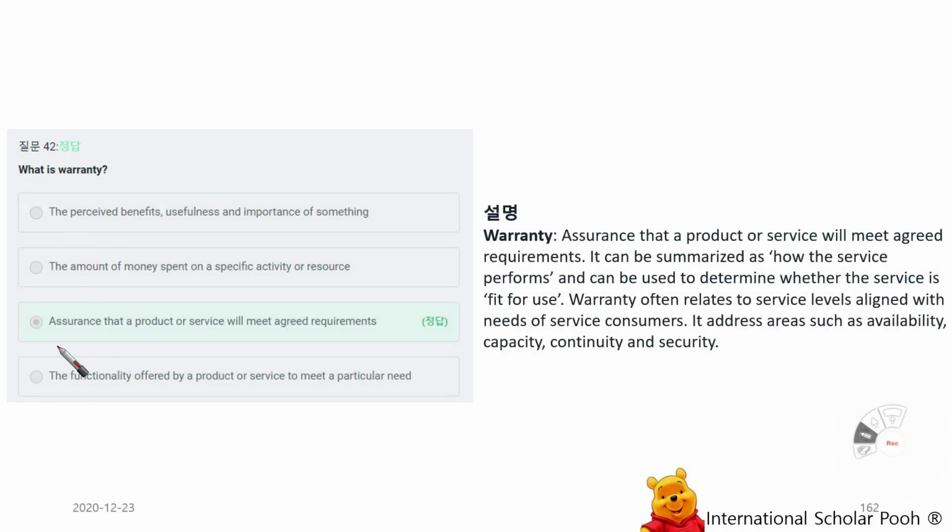What is a warranty? Assurance that a product or service will meet agreed requirements. It can be summarized as how the service performs and can be used to determine whether the service is fit for use. Warranty is often related to service levels aligned with the needs of service consumers. It addresses areas such as availability, capacity, continuity, and security.